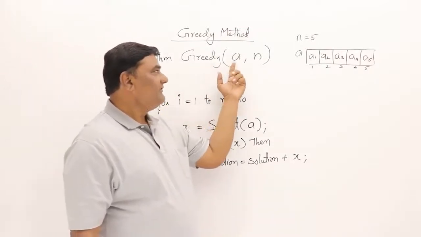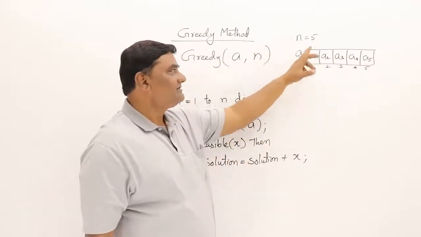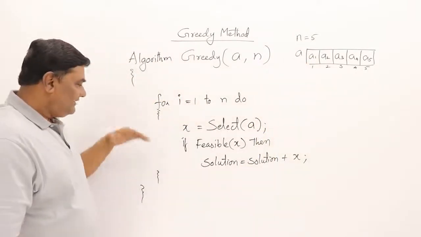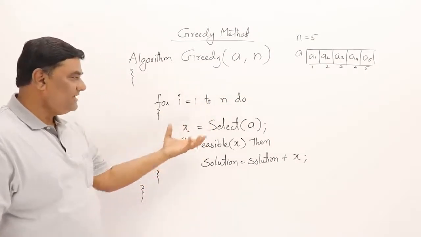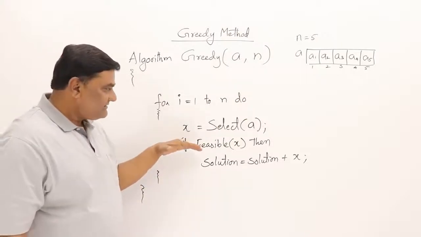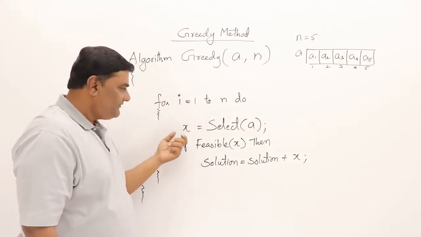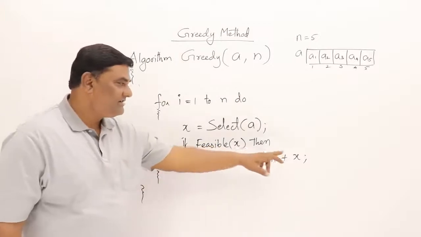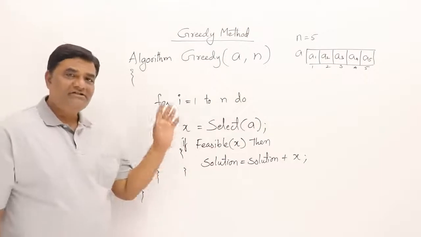If a problem is given and that problem has an input of some size, and n is the size, and it has some data, some input values. Now it will go through all those input values from 1 to n, and each time it will select something from A and call it x. If that x is feasible, that is one input, one by one it will pick up the input, and if it is feasible, it will include it in the solution. So this comes under if. This is the general method.